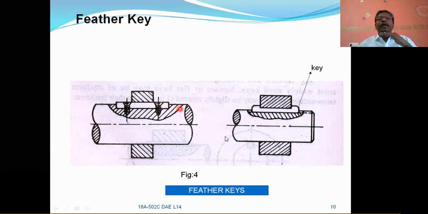That means a corresponding recess, the keyway, should be there. The keyway is along the length of the shaft. That's why, along with the hub, the key can move parallel to the axis over the shaft. So for sliding of the key with the hub itself, this feather key is used. This is simply a parallel key.